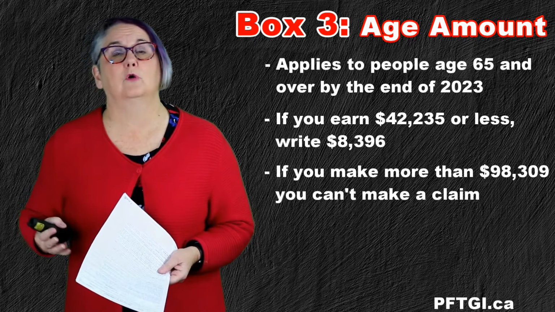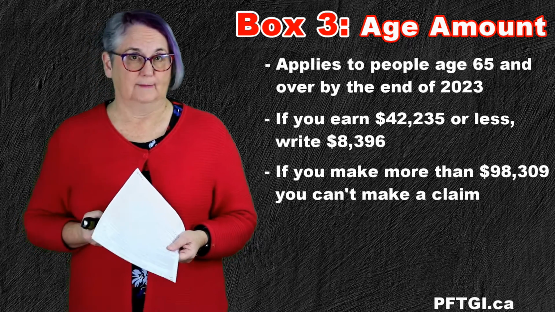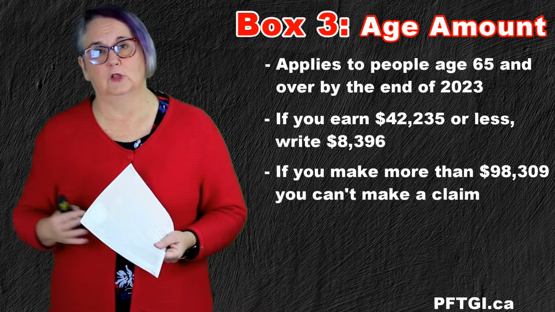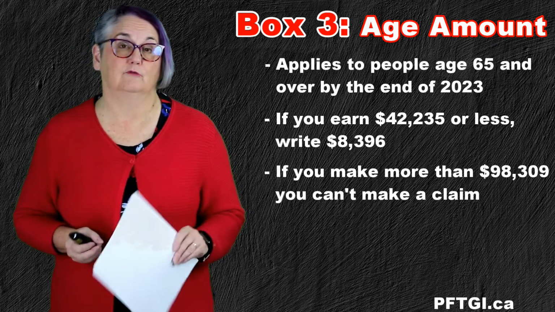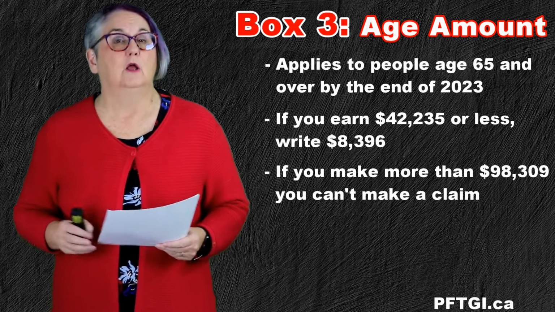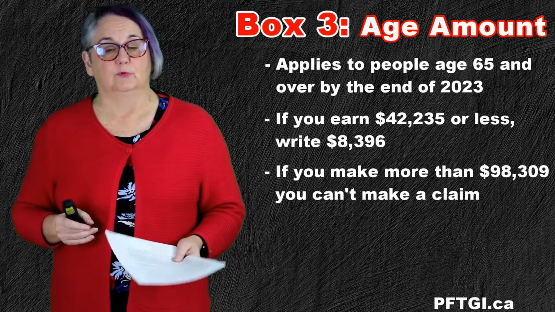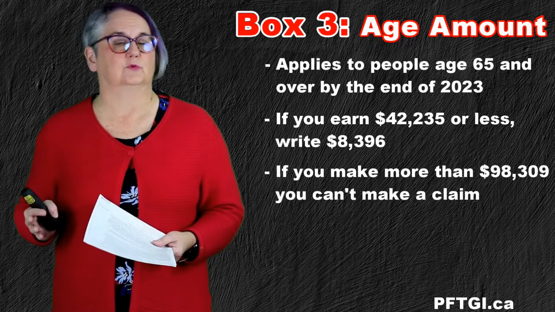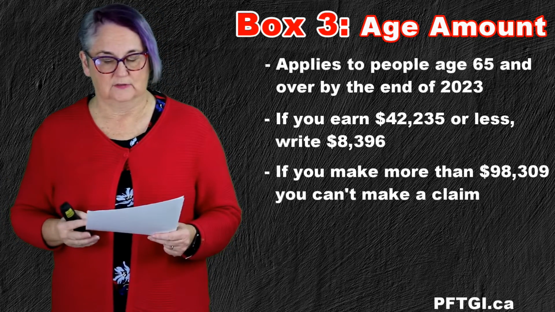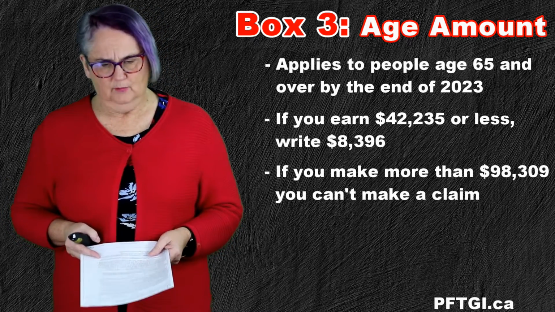If your income is between the $42,000 number and $98,309, you can prorate the amount that you're going to claim. If your income is over $98,309, no claim can be made on your TD1 form or on your income tax return. So the age amount really only applies to people whose income is under $42,235. Any amounts over that and the deduction is reduced. Pension income.